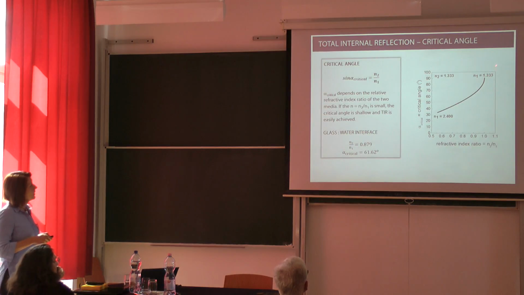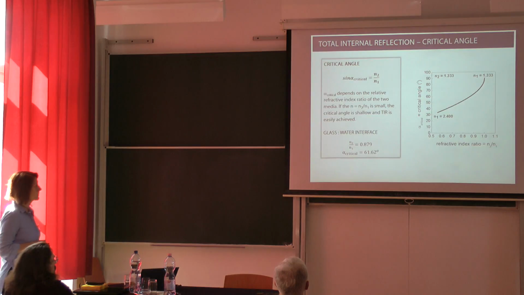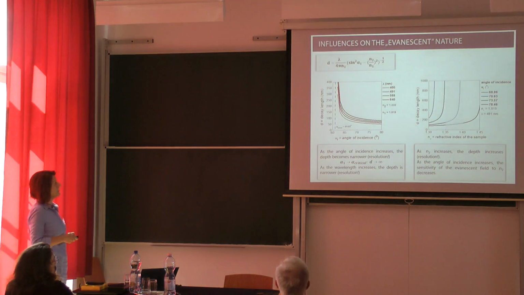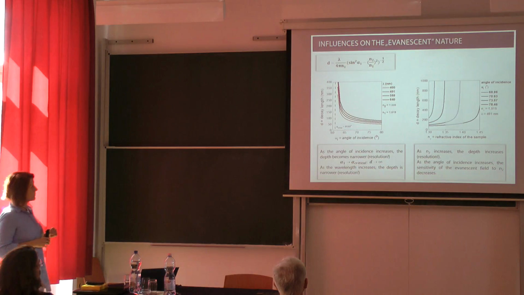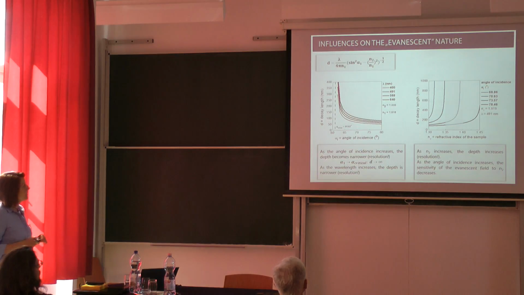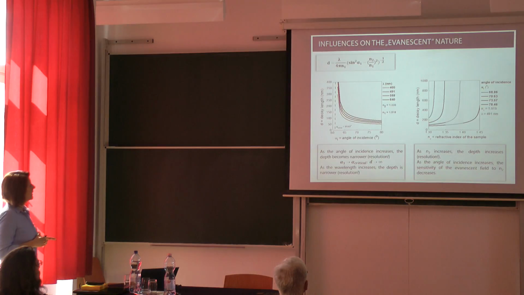However, if you start to increase, for example, the refractive index of the first medium, then you get a lower ratio, which also means lower critical angles. The other thing that can be useful in planning experiments is how the evanescent nature of the field formed in the second medium is affected by different parameters.